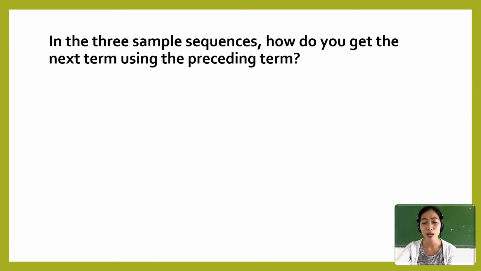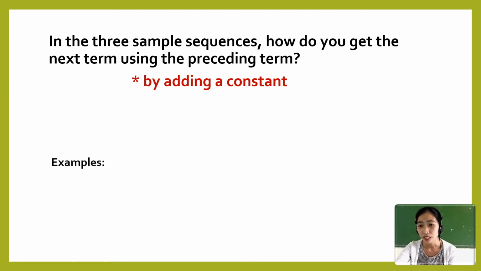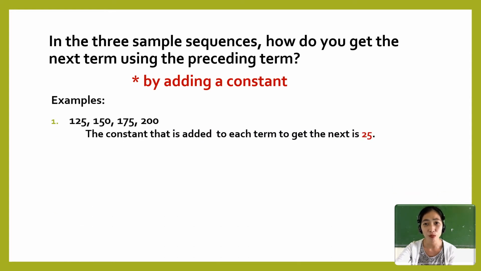Now, in the three sample sequences that we had, how do you get the next term using the preceding term? By adding a constant, by adding the same number. Say, for example, in the first problem, we have 125, 150, 175, and we got 200 as the fourth term of the sequence. The constant that is added to each term to get the next is 25. So you add 25 to each term to get the next term.